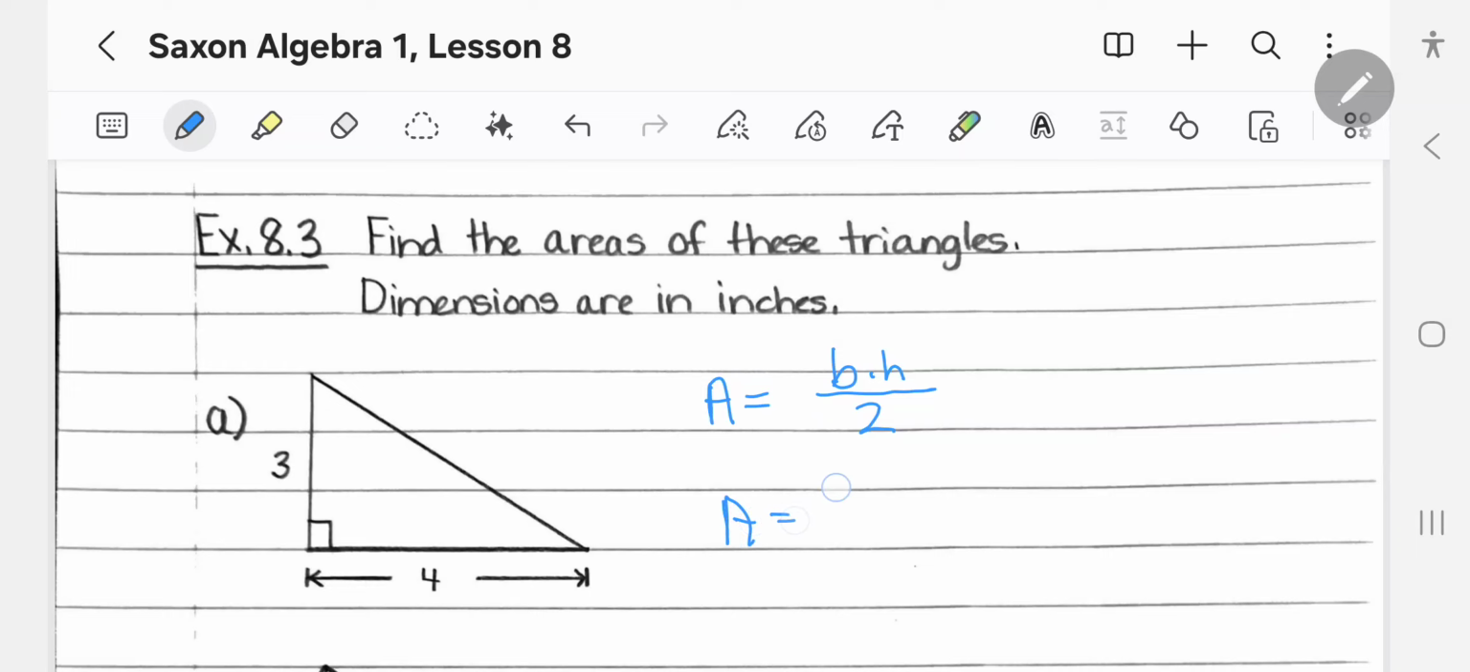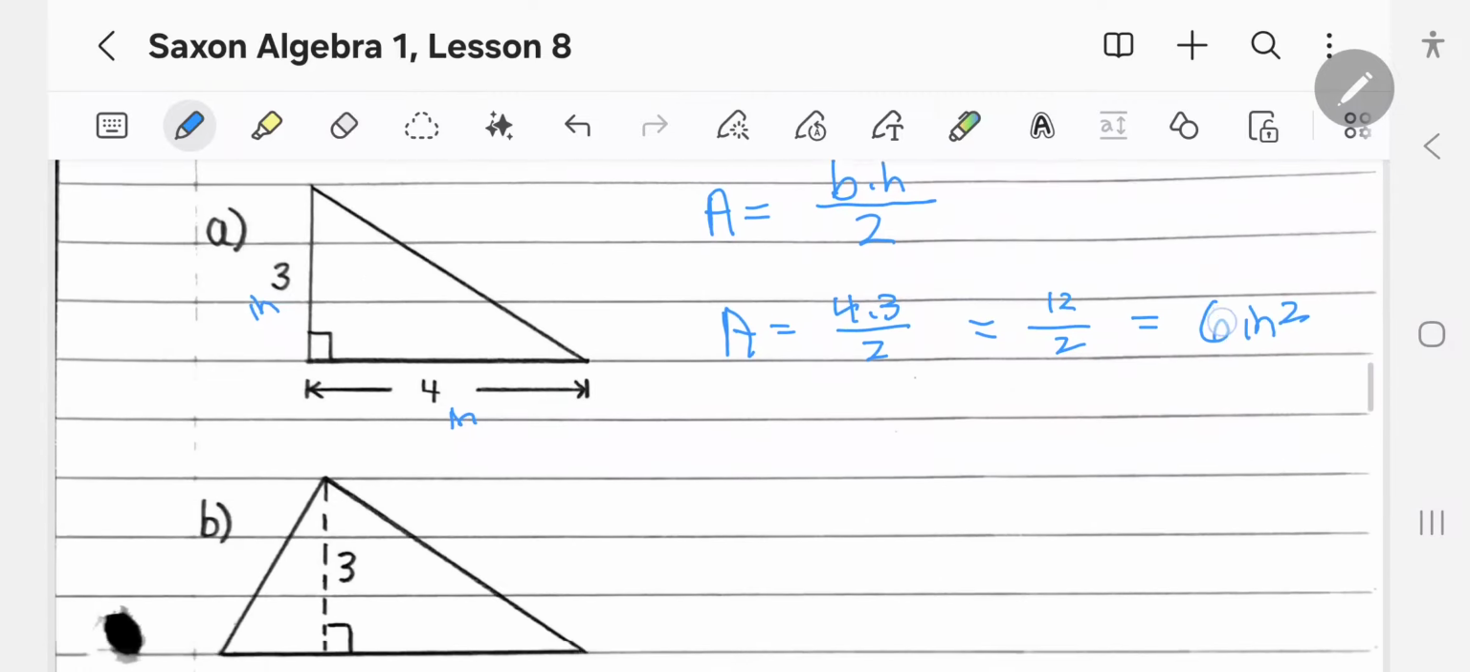So area is equal to 4 times 3 divided by 2, which is equal to 12 divided by 2, which is equal to 6. And these measurements are in inches, and inches times inches would be inches squared. So your answer is 6 square inches.